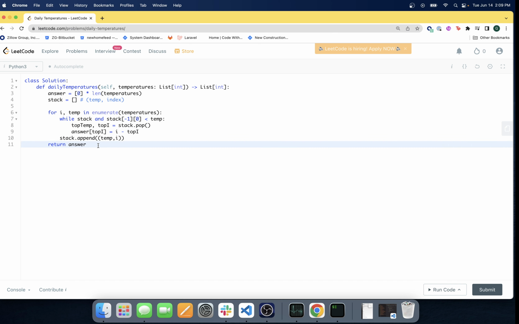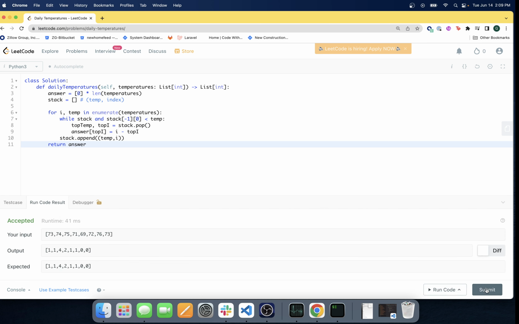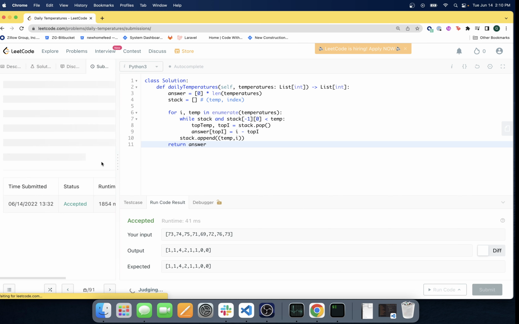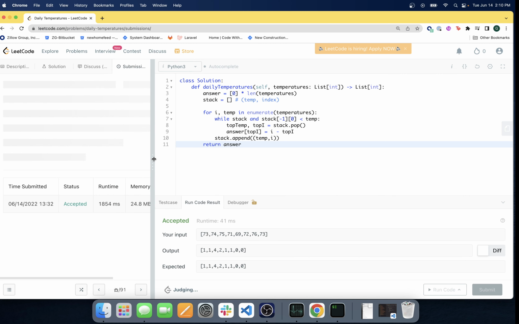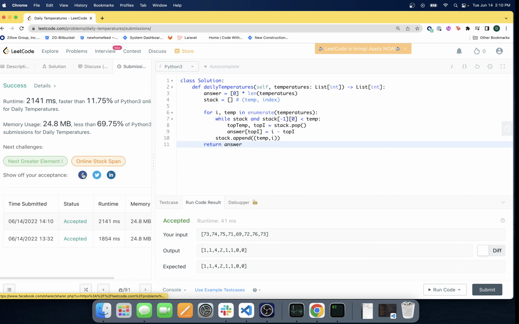And that's the code. So let's run it and see what happens. So we're getting the correct answer. Now let's submit. And it's taking a little bit, but it finished. And we can see that it was successful.